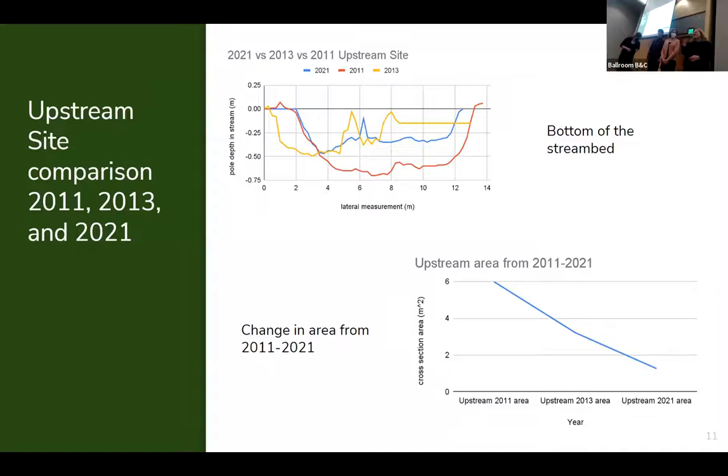I also want to say, I think that the addition of the floodplain probably also affected the cross-sectional data. I think especially we see that in the last set of our data, because there wasn't as much deposition in that set of data. I think that's probably due to the installation of the floodplain.